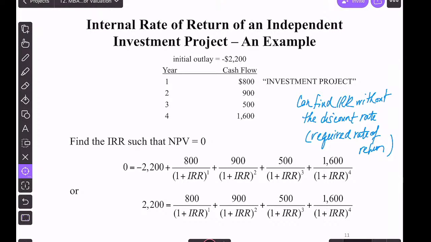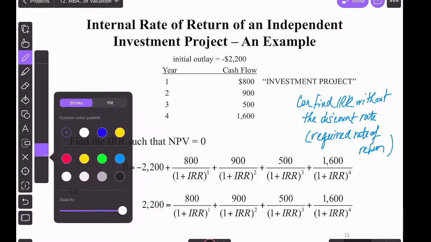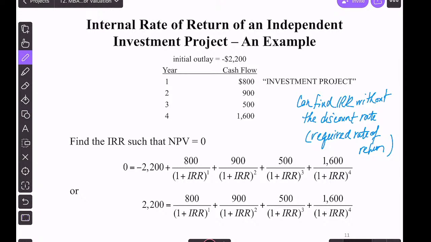Now, presumably, as the discount rate goes up, as this goes up, these denominators will go up, and the overall thing goes down.